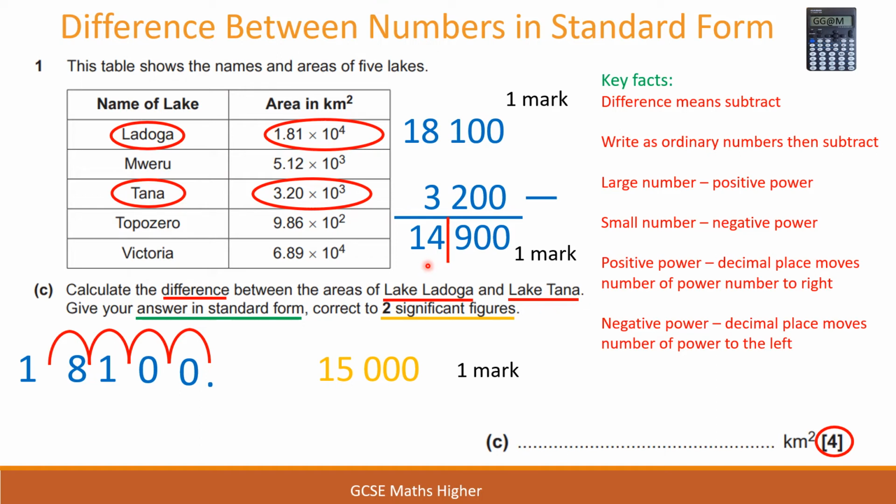I then need to write this answer in standard form. So the decimal point has now got to go between the 1 and the 5 because it goes after the first non-zero digit. So the decimal point is currently at the end of this number, and it's going to go 1, 2, 3, 4 places to get between the 1 and the 5, which means your answer is 1.5 times 10 to the power 4, because it's a large number, it's a positive power. The number of times that decimal point had to move was 4. 1.5 times 10,000, because 10 to the power 4 is 10,000, gives you the 15,000.